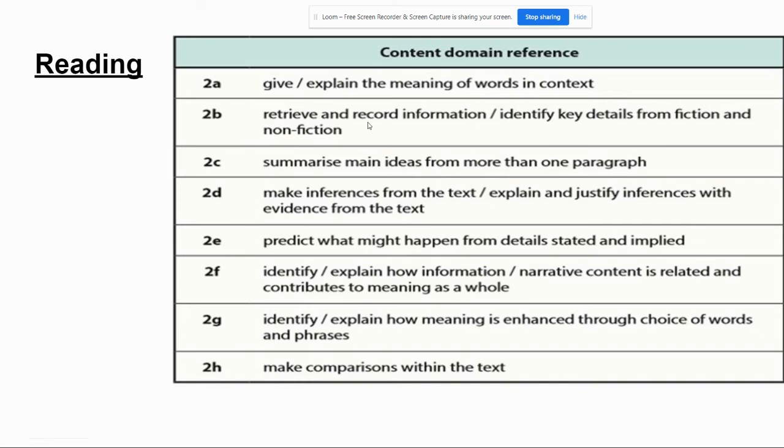2B is retrieving information, so just picking out facts. 2C is being able to summarize ideas and putting events in the right order. 2D is making inferences, so saying why characters have done certain things or how they know certain things are going to happen in the story or why they've happened. 2E is prediction. And then these other 3 here, although they are there, they're not as important as the first 4 or 5, okay? And let me just explain why that is.